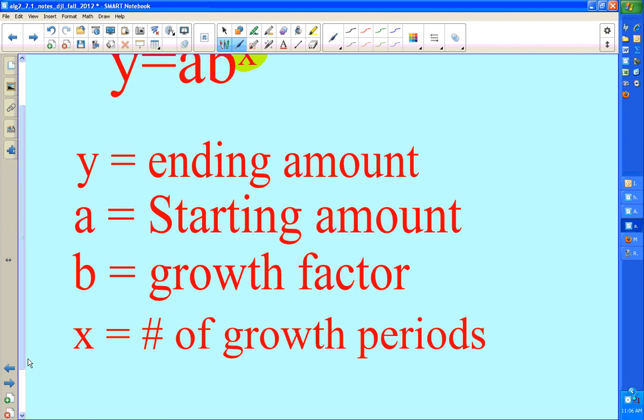Please be careful with X. This is not time. It's the number of growth periods within a certain amount of time. So don't confuse X with time on these applications.